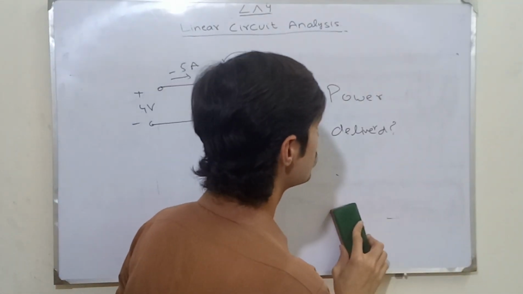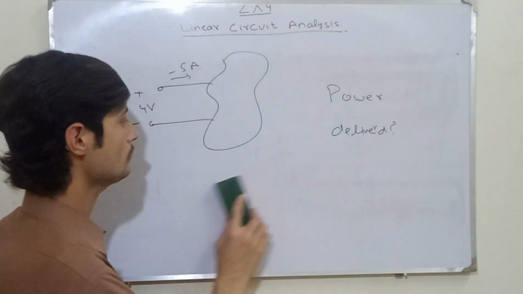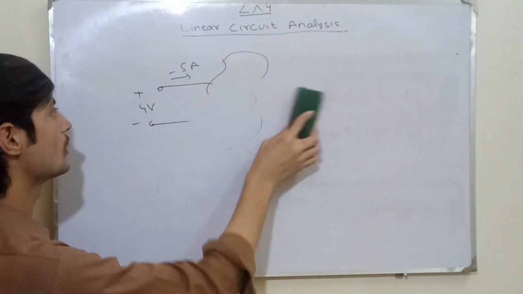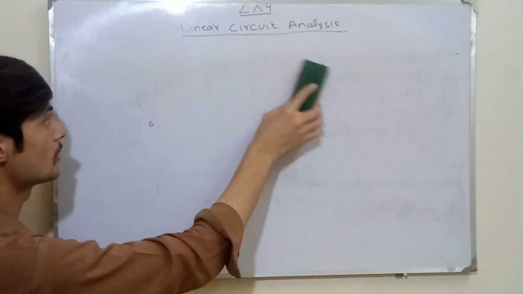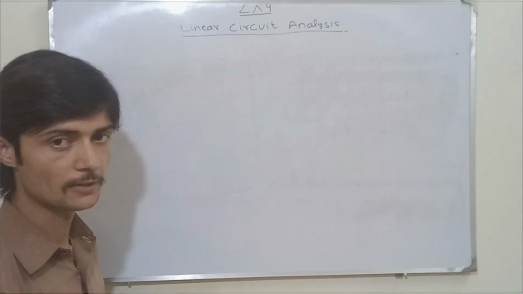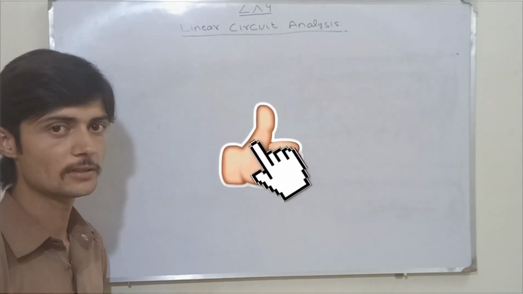So we will now discuss some components of linear circuit analysis, that is types of current or voltage sources, in the next lecture.